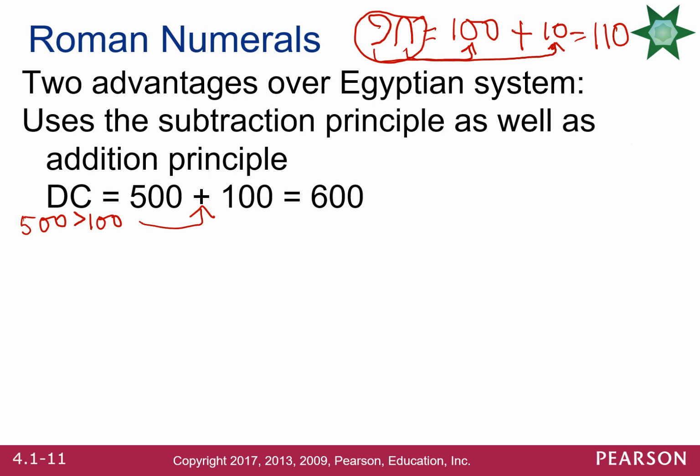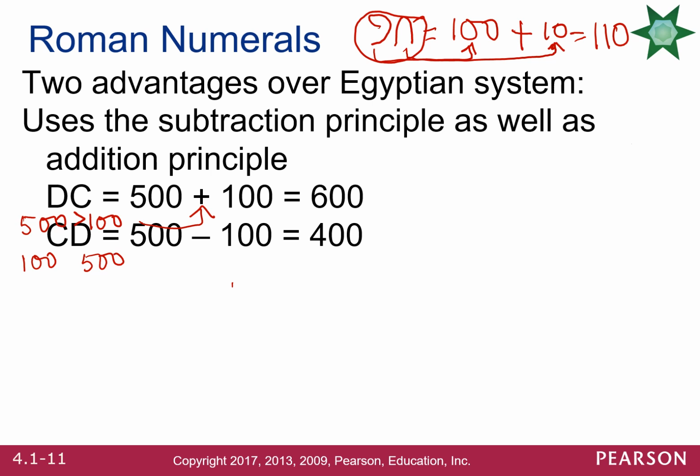Let's see the next example. The next example is CD, and its value is shown here as 400. C has a value of 100. D has a value of 500. In this case, the value on the left hand side is less than the value on the right hand side. 100 less than 500, C less than D. Therefore, we use the subtraction principle, and that comes up with a value of 400. So DC has a value of 600, CD has a value of 400.